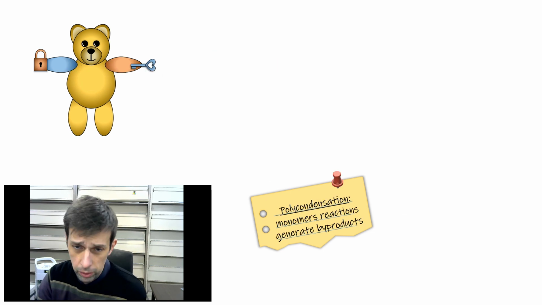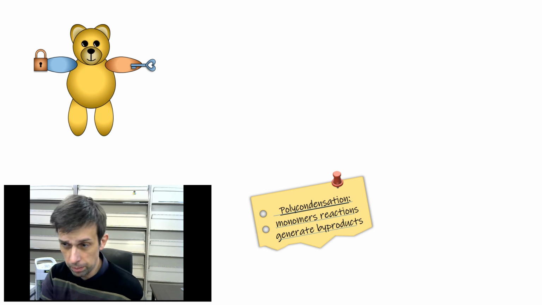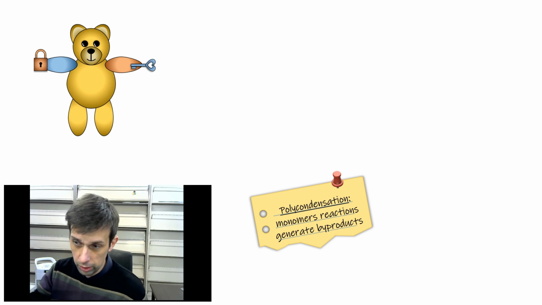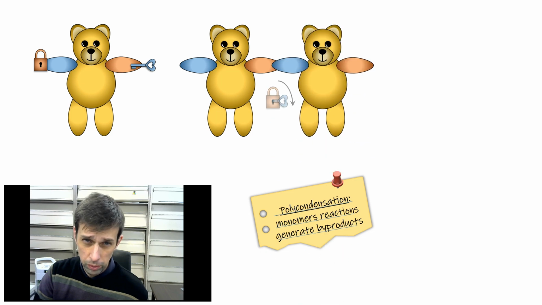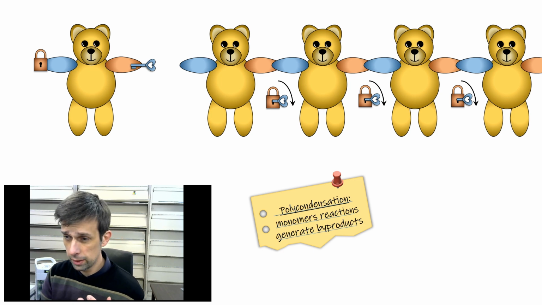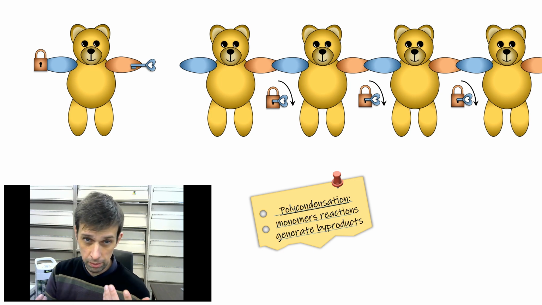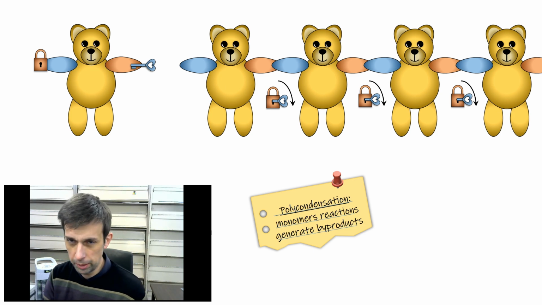In the case of polycondensation, the molecules are usually a little bit more complicated. In this case, for example, the teddy bear is holding one lock in one hand and one key in the other hand. So we cannot connect the teddy bears with each other like this, right? What we do is get rid of the lock and key to connect the teddy bears together. So the teddy bears are connected together, but we release a byproduct, which is the lock with the key.